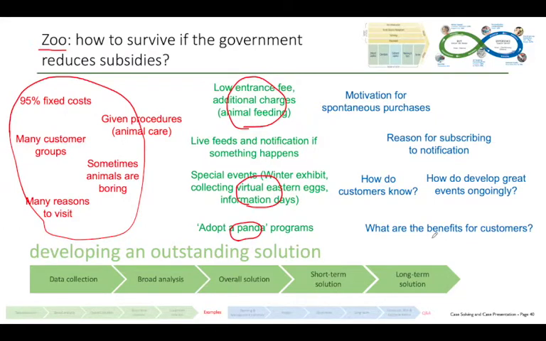There might be some customers who do it because they like pandas, but maybe this number of customers is not enough to really pay for the panda. So we need additional benefits for the customer. What could that be, and how could we make sure that the customer understands that, and what is required so that we can actually offer those benefits? So we need to engage with influencers, we need to have some social content creators, and so on.